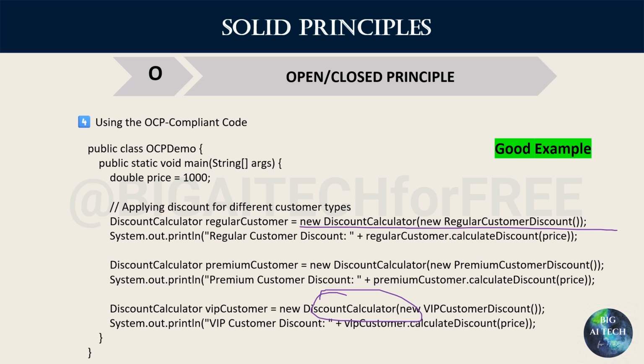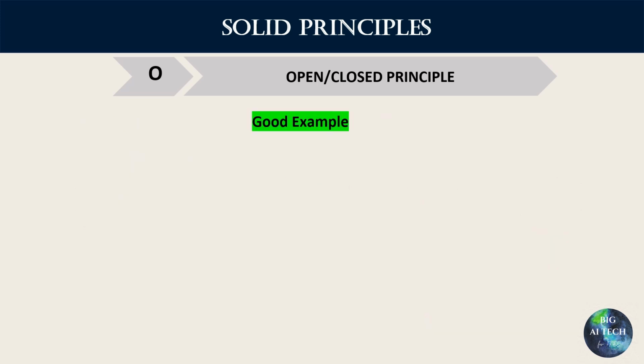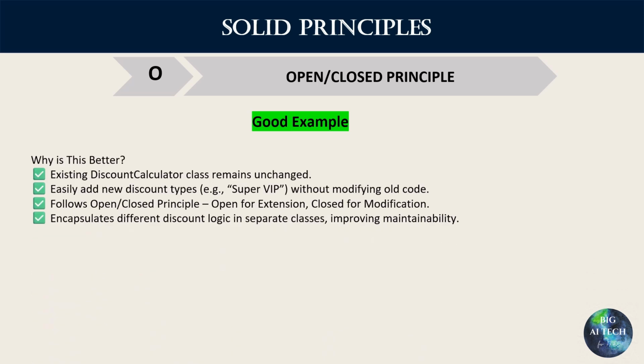For example, if it's 1000 rupees with a regular customer, a 10% discount will be applied, with a premium 20%, and VIP 30%. This is the way we need to implement the open close principle. Why is it better? The existing discount calculator class remains unchanged. You understand this, right? We can easily add new discount types, for example, as I said, super VIP, without modifying any of the old code.